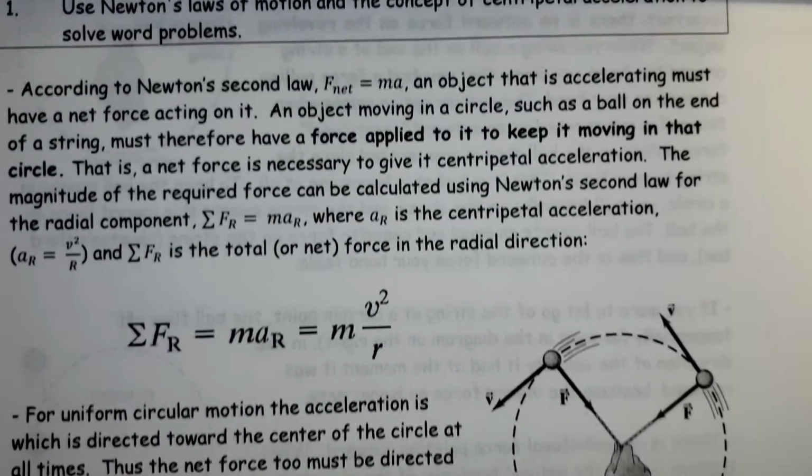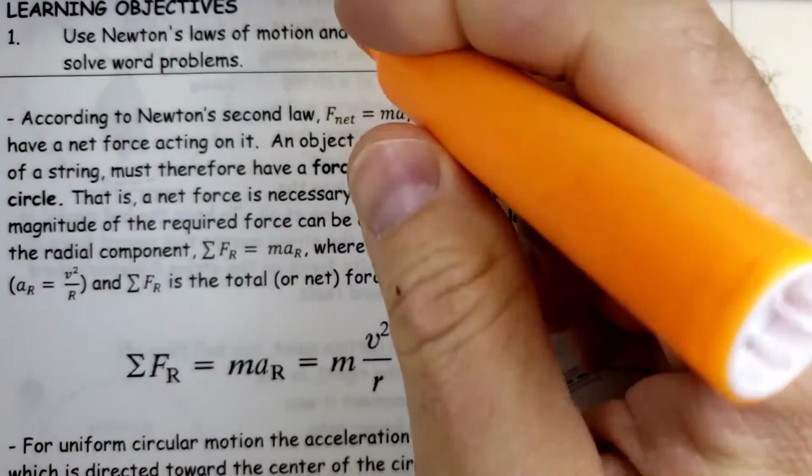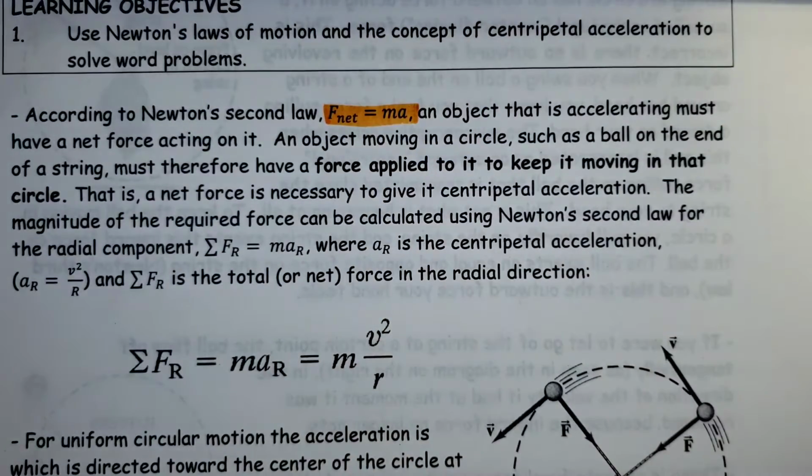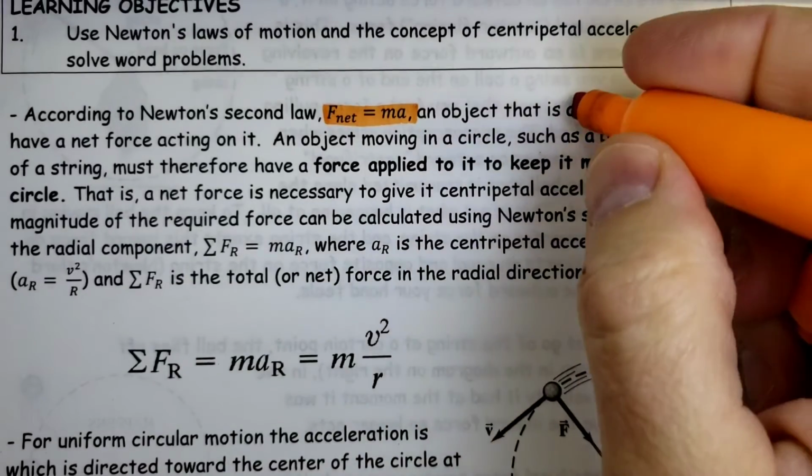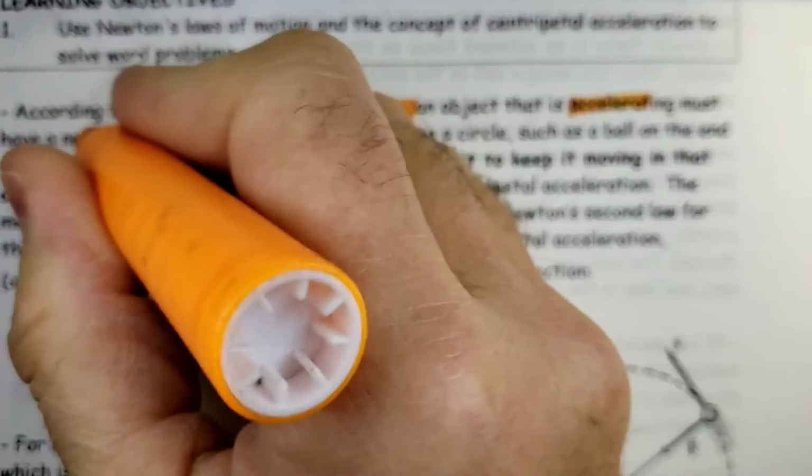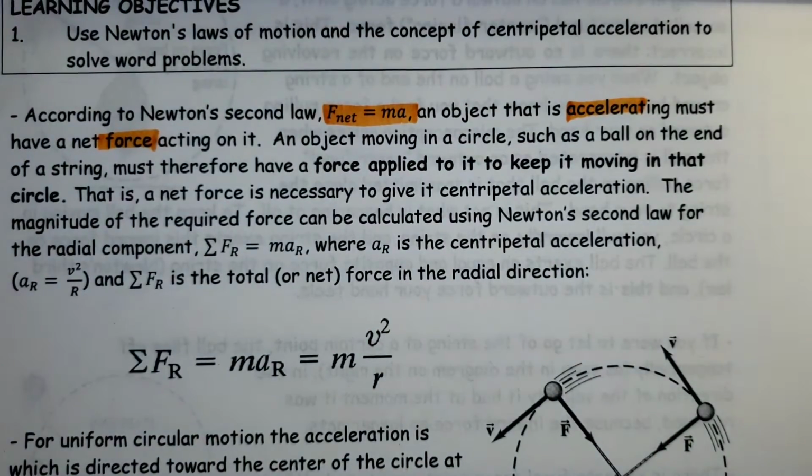So according to Newton's second law, F net equals ma. An object that is accelerating must have a net force. So remember, acceleration and force go hand in hand. And not only that, but they have the same direction. The acceleration is in the direction of the net force.